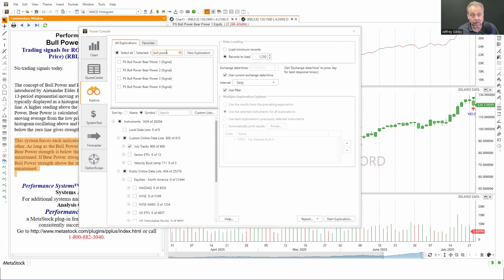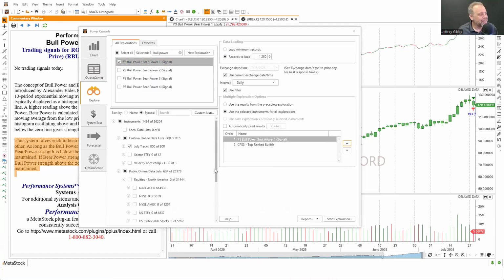Again, one of the things I love is I can just search for these things. They've made Metastock so much easier to use over the last several years. I'm going to do this signal scan, bull power, bear power 1. I've got it set to go against these stocks that I've identified as already being bullish based on tracks. We won't go into that right now.